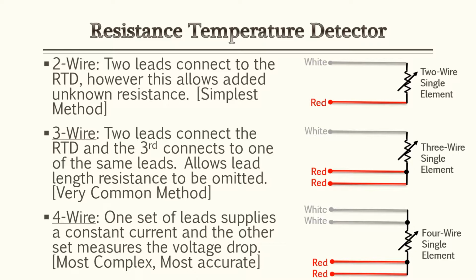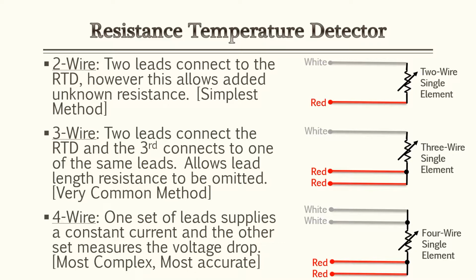So if you're going several feet away to 100 meters away, you're going to have some resistance within the cable that's going to be unknown to you. That's where the 3-wire configuration comes in. Two leads connect to the RTD, and the third lead connects to one of the same leads. So if you see in the illustration, you're connected to your RTD, but you have two red leads.